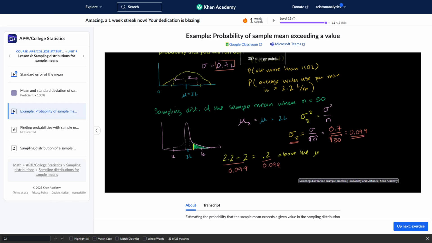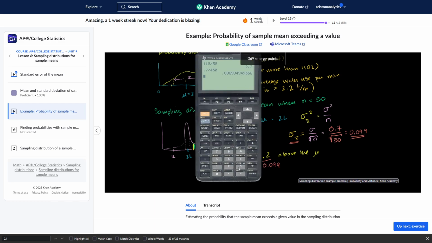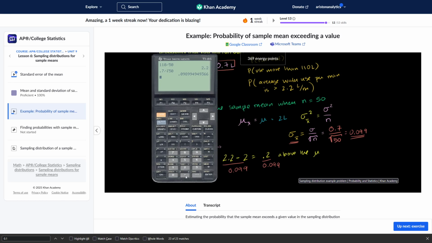And then let's get our calculator. And actually we have the exact number over here. So we could just take 0.2 divided by this value over here. And on this calculator, when I press second answer, it just means the last answer. So I'm taking 0.2 divided by this value over there, and I get 2.020.